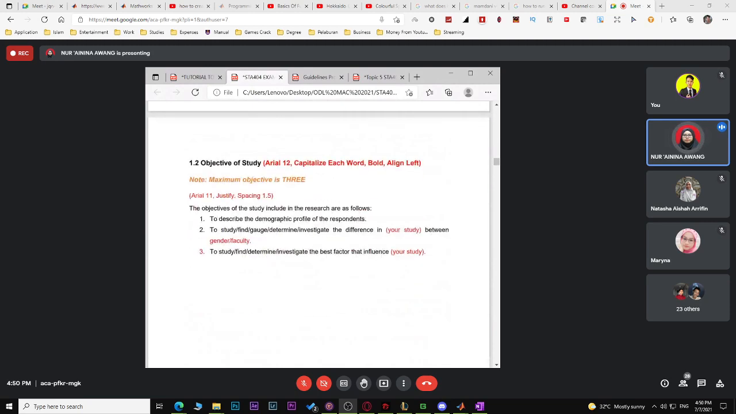And then for the second subtopic for chapter 1, objective of the study, so sama. So for the first objective, semua group akan sama. Okay, to describe the demographic profile of the respondent. And then for the second one, to study the difference, follow lah you punya study apa dia, between, so pilih whether you want to use independent sample test, so you will check with the gender. But if you want to compare with the faculty, so kita guna faculty lah kalau nak guna ANOVA.